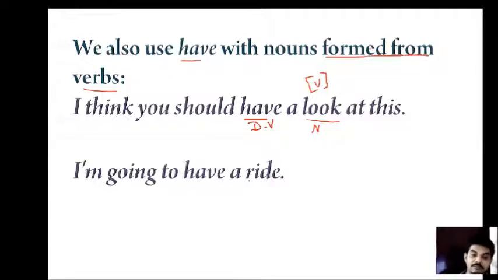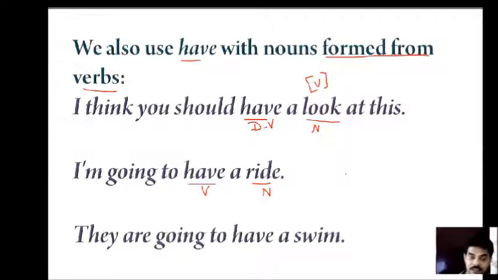There's another, I'm going to have a ride. The same thing happens here as well. The delexical verb have gets a noun which is coined from a verb. So that's our way to form delexical structures. They are going to have a swim. The same thing happens here, a swim, that's a noun, but have is a delexical verb.